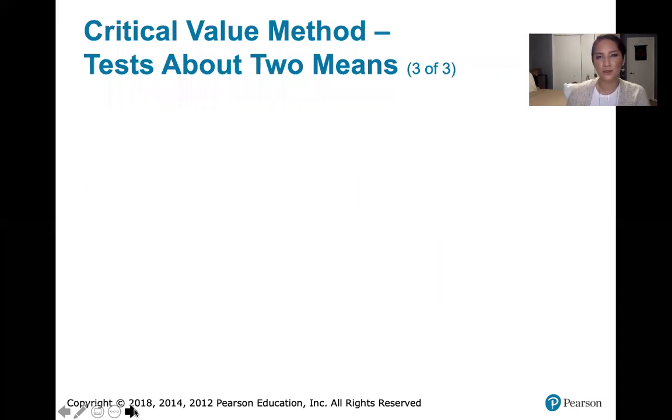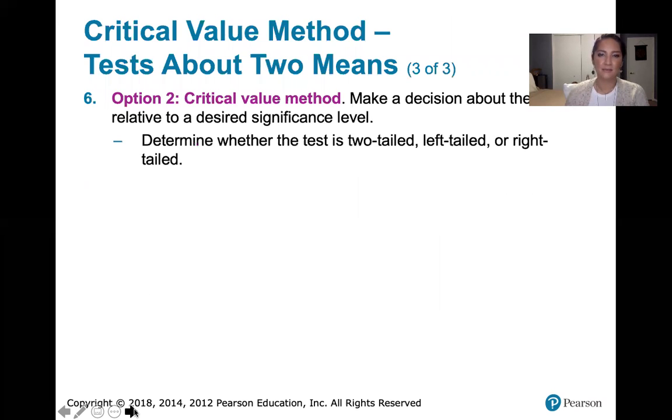And then here is where the critical value method and the p-value method that we talked about in the last video diverge. Well, actually, with both of those tests, you have to determine whether the test is two-tailed, left-tailed, or right-tailed, so we do that next. And then with the critical value method, you want to sketch and shade the critical region. So if it's a left-tailed test, you're going to shade a region on the left tail. If it's a right-tailed test, you're going to shade a region in the right tail. If it's two-tailed, you'll shade a region in both tails.